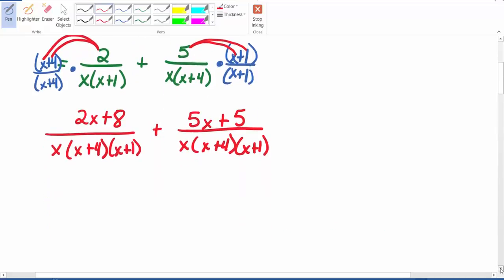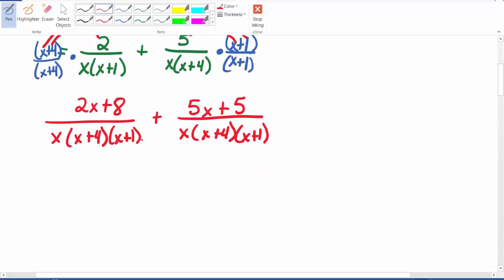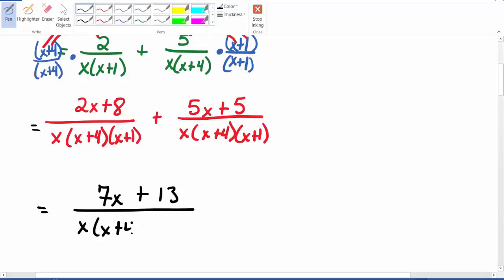Now that they have the exact same bottoms, we are in a position where we can go ahead and combine the tops. It looks like we can add our 2x plus our 5x together to get a total then of 7x. It looks like our 8 can be added with our 5 to give us 13. On the bottom, we still have our x times x plus 4 times x plus 1.